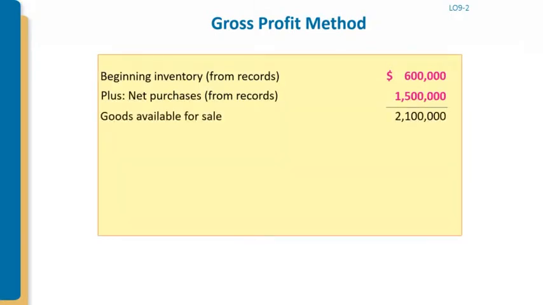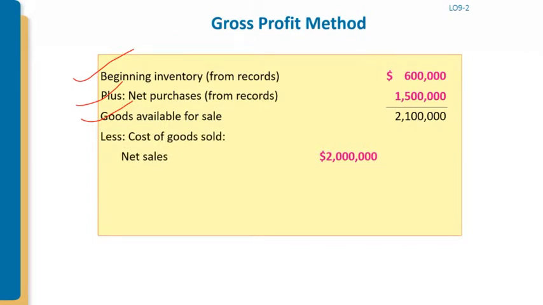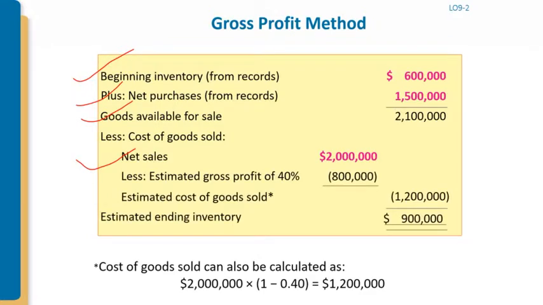See that the beginning inventory from the records plus net purchases from the records gives goods available for sale, and now less cost of goods sold. So how do you do that? Net sales less estimated gross profit, 40% of sales, so that is 800,000. So the estimated cost of goods sold would be this one, meaning net sales minus gross profit. So we have the cost of goods sold. Okay, so we will subtract this cost of goods sold from the goods available for sale. So finally we have the estimated ending inventory.